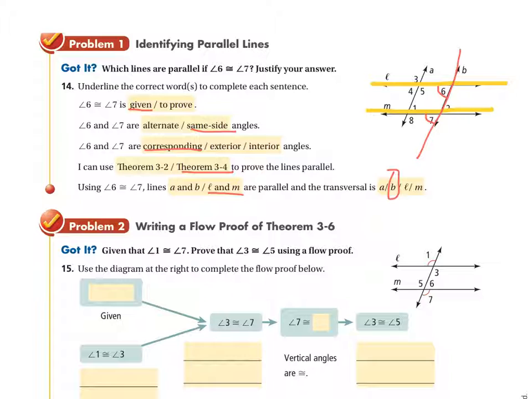All right, the next problem, we're going to write a flow proof. This is going to walk us through the flow chart proof.